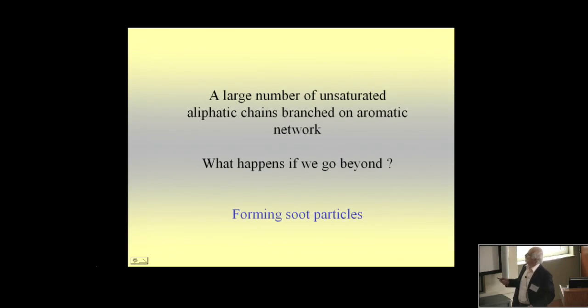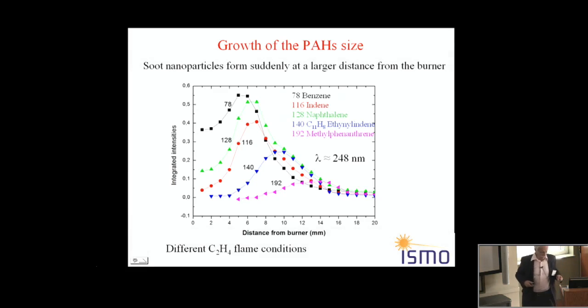To take, not a full summary, but a special aspect of what comes out of this study: a large number of unsaturated aliphatic chains are branched on the aromatic network. And this is probably a key aspect for the chemistry itself, for the growth of larger and larger PAHs. And if we go beyond, what will happen is that all PAHs will disappear and we get completely stacked with soot particles.